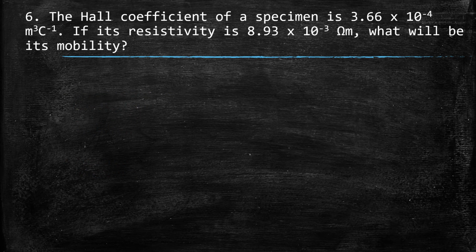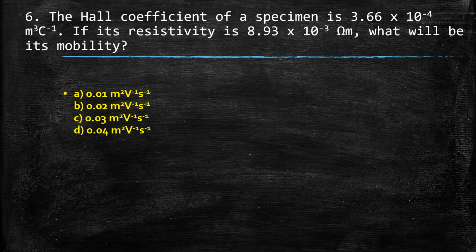Problem 6. The Hall coefficient of a specimen is 3.66 into 10 power minus 4 meter cube per Coulomb. If its resistivity is 8.93 into 10 power minus 3 ohm meter, what will be its mobility?